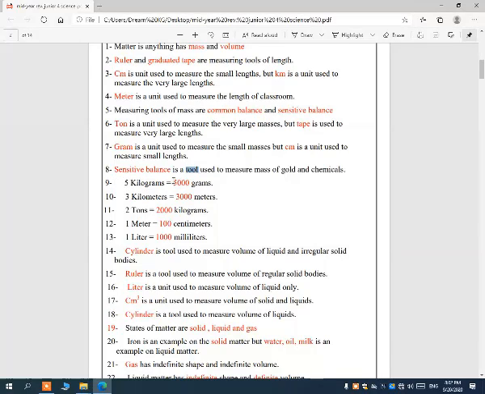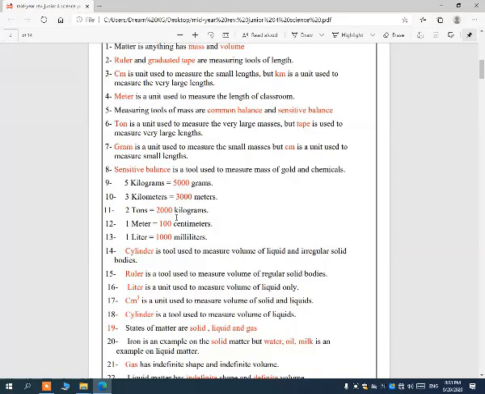5 kilogram equal dots grams. Let's remember that 1 kilogram equals 1,000 gram. So I have here 5 kilograms, so it will be 5,000 gram. Number 10. 3 kilometer equal dots meter. 1 kilometer equals 1,000 meter. So 3 kilometer will be 3,000 meter. Okay, let's go to number 11.